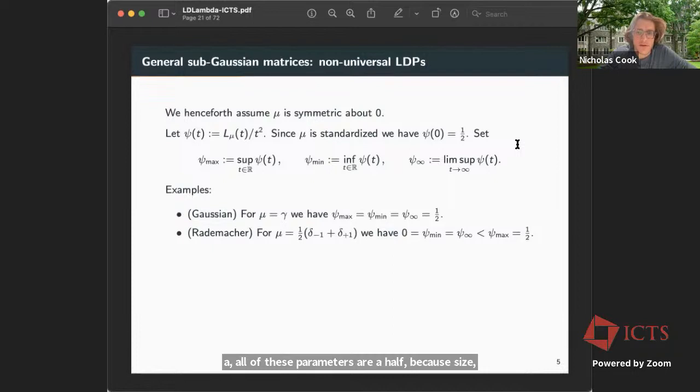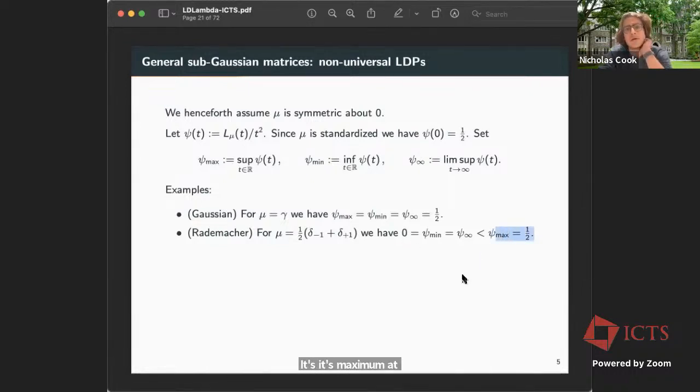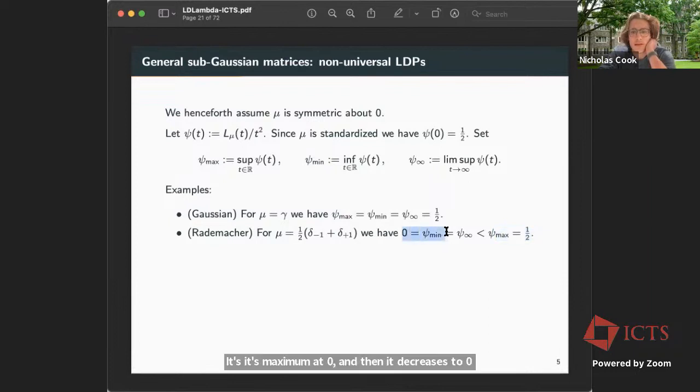For the Rademacher distribution, remember this is sharp Sub-Gaussian, and in fact this curve psi has its maximum at zero, and then it decreases to zero. So psi min in this case is zero, and that's also equal to the limit at infinity, and psi max is at zero, and that's 1/2. But it stays below 1/2 in particular, so it's sharp Sub-Gaussian. So those distributions are covered by the Guionnet-Husson result.